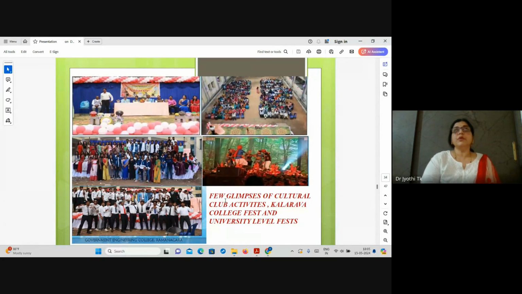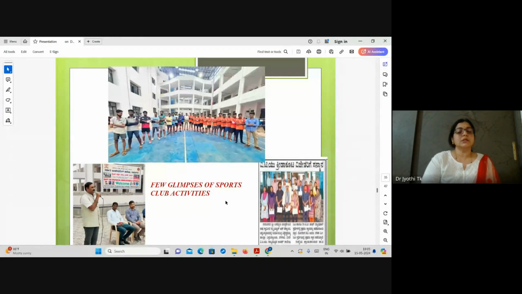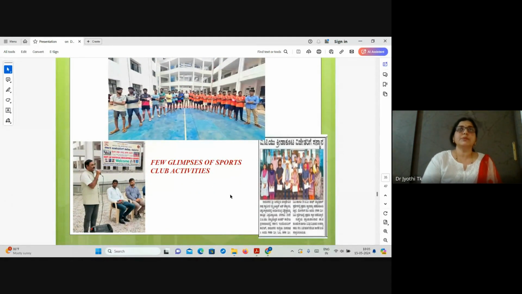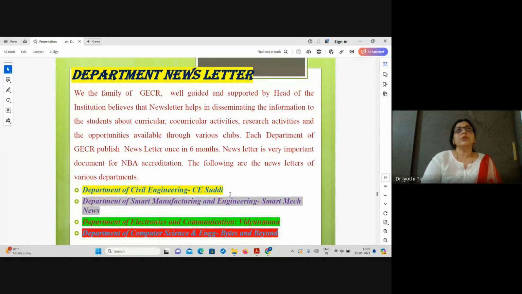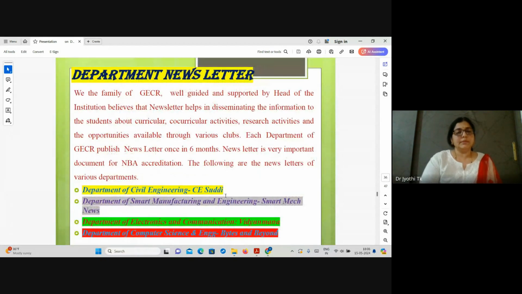We also carry out once in a year a cultural fest, Kalarava, for our students. These are a few glimpses, and our sports club is very, very active. Our students have got national level prizes as well as state level prizes. One of our students was a national level marathon winner, Rangnath. He finished his course last year.